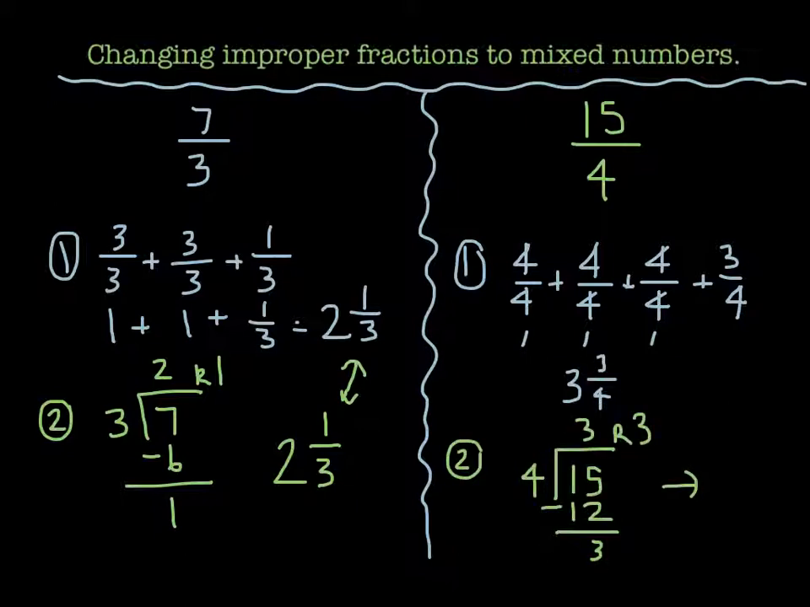Or if I use the division method, like down below, if I do 15 divided by 4, I get 3 as my whole number quotient, and then I had 3 as my remainder, and I'm still dividing by 4, so 4 becomes my denominator.